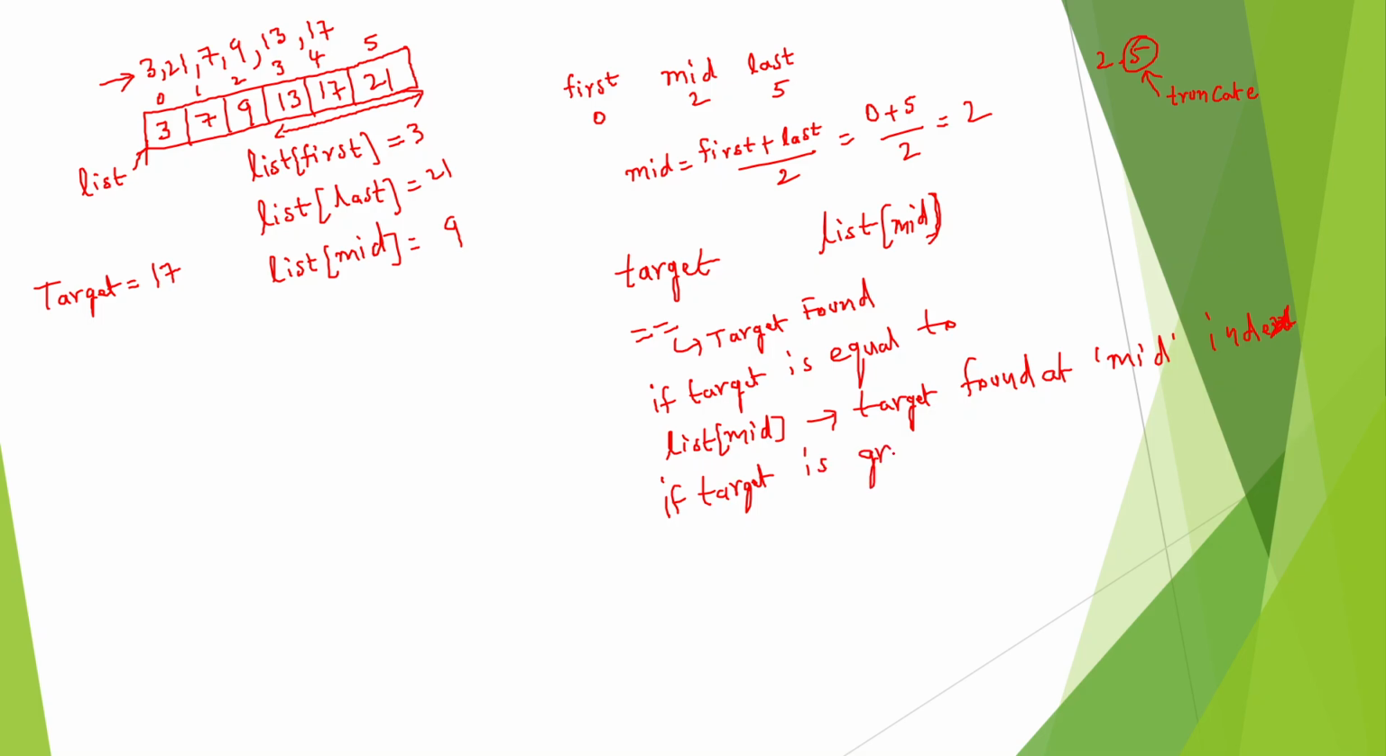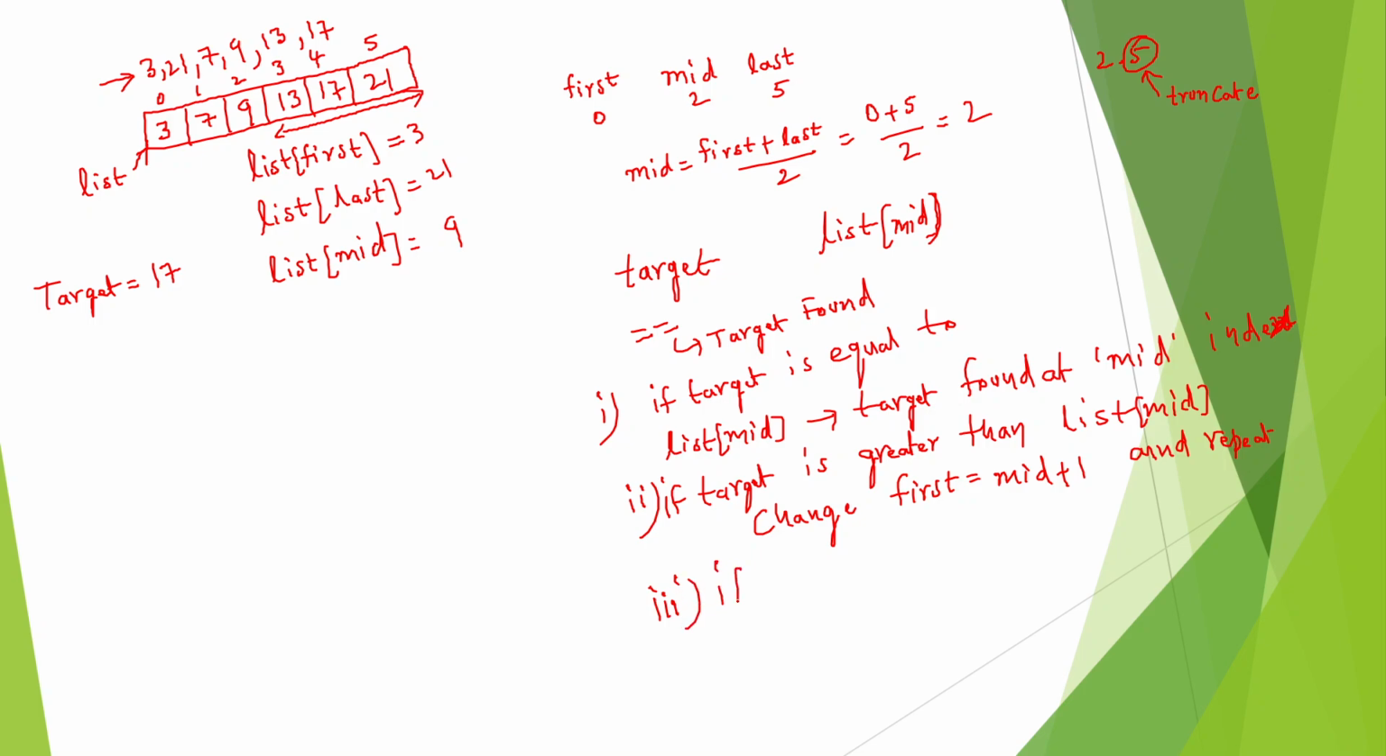ఇఫ్ టార్గెట్ ఈస్ greater than list of mid, ఇది ఫస్ట్ కేస్, ఇది సెకండ్ కేస్. ఇఫ్ టార్గెట్ ఈస్ గ్రేటర్ దాన్ లిస్ట్ ఆఫ్ mid, దెన్ వాట్ వీ హ్యావ్ టు చేంజ్, మన అల్గోరిథంలో కొన్ని చేంజెస్ చేయాలి. ఫస్ట్ ఈక్వల్స్ టు mid plus 1 and repeat the algorithm.